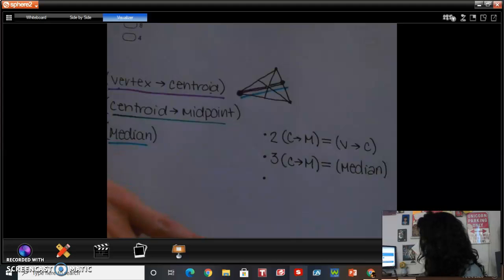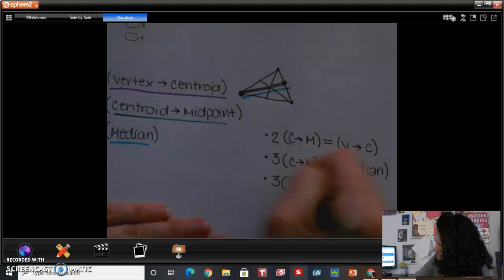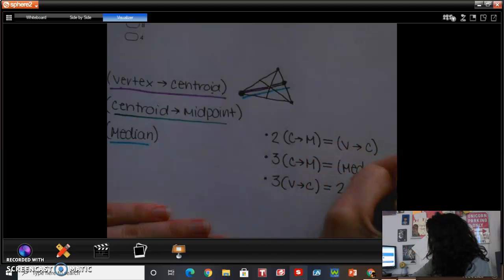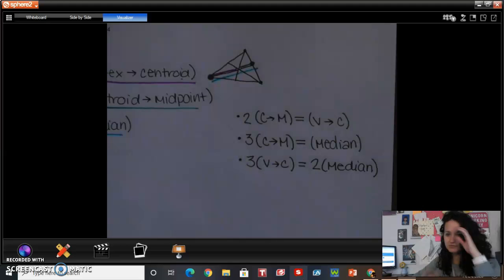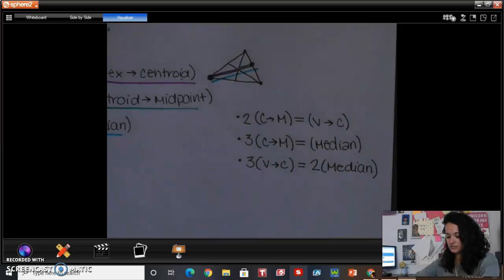Okay. Yeah, 2/3. Yes. So 2, 3. All right, so here we go. 3 times vertex to centroid equals 2 times the median. There we go. All right, so those are our three formulas. So what we do is you first want to identify what you're given and what you want to find, and then see which one of these formulas matches up with it.